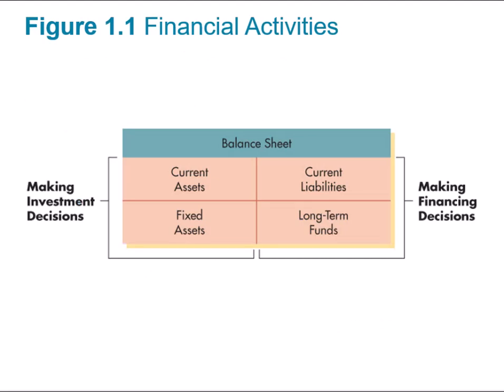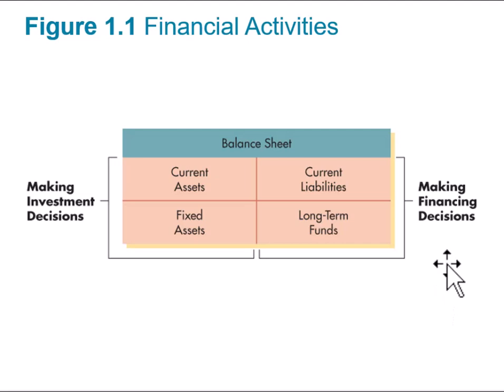Now, how does this work within the company? And again, I think this is something that is sometimes misunderstood, right? Investment decisions are on the left-hand side of the balance sheet. Investment decisions have to do with buying or investing in fixed assets, such as plant and equipment, and some long-term investments, if you will, and also the purchase of current assets.